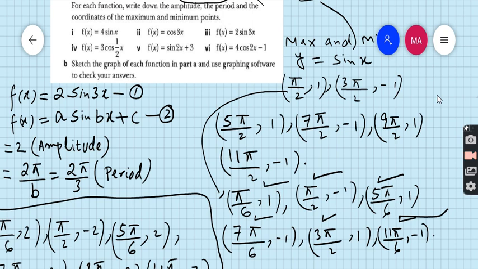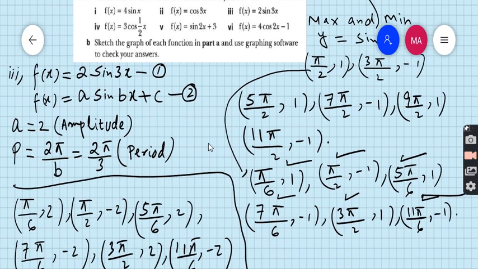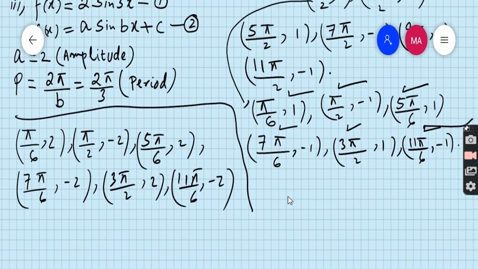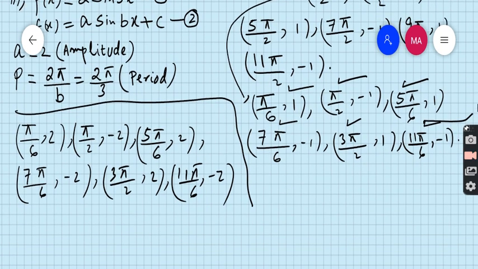because for the maximum and minimum of y equals sin x, the amplitude is 1, but the amplitude of question 2 part 3 is 2. So we have to multiply the y value of each of our maximum and minimum coordinates by 2. So our final answer is pi by 6 comma 1 multiplied by 2 is 2. Then the next value is pi by 2 comma minus 2, then 5 pi by 6 comma 2, then 7 pi by 6 comma minus 2, then 3 pi by 2 comma 2 and 11 pi by 6 comma minus 2.